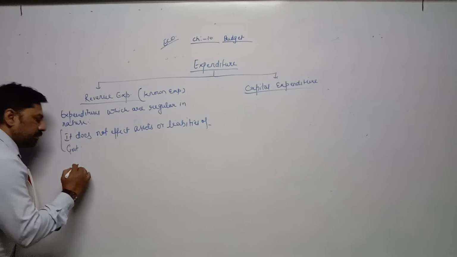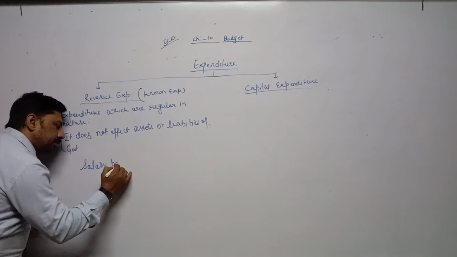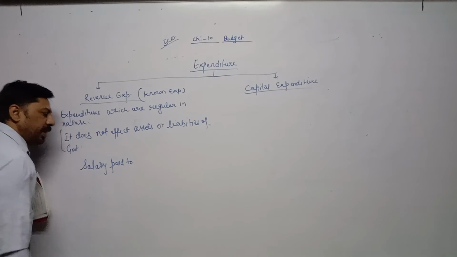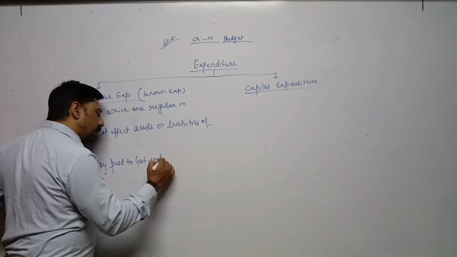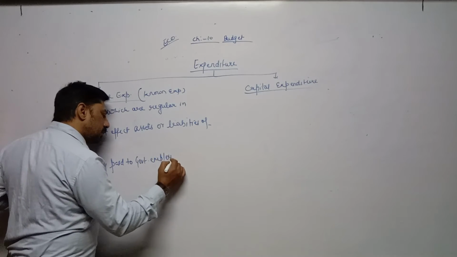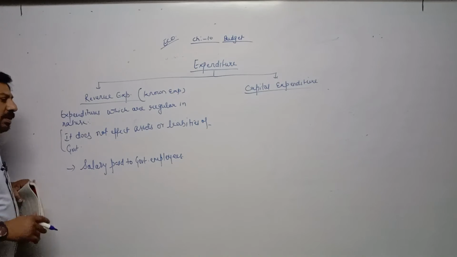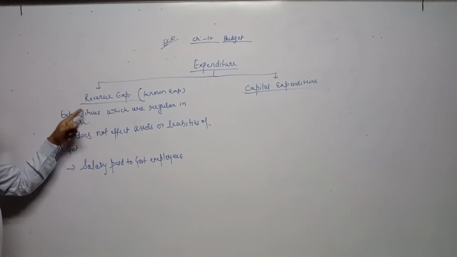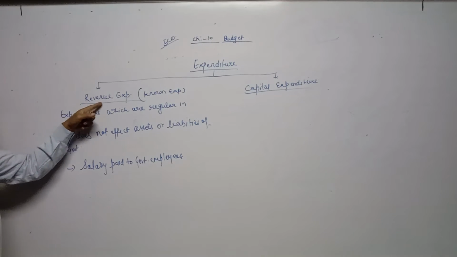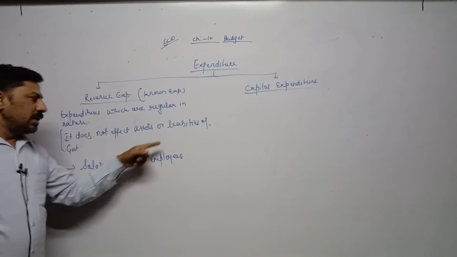For example, salary paid to government employees is an expenditure for government. Salary paid to government employees is a regular expenditure for the government. That's why it is called revenue expenditure. It neither affects assets nor affects liabilities.